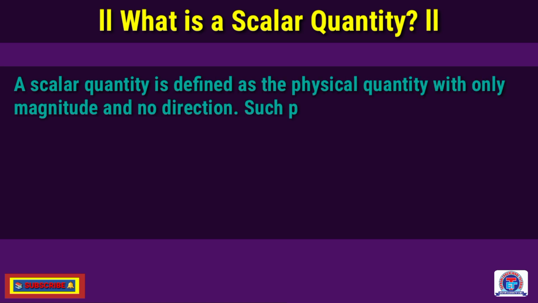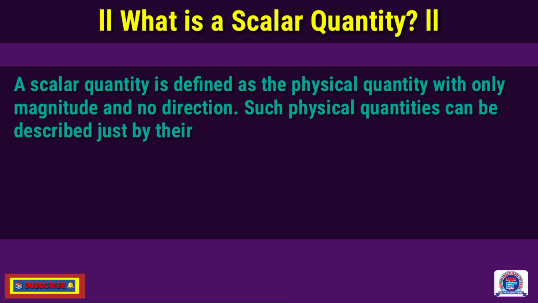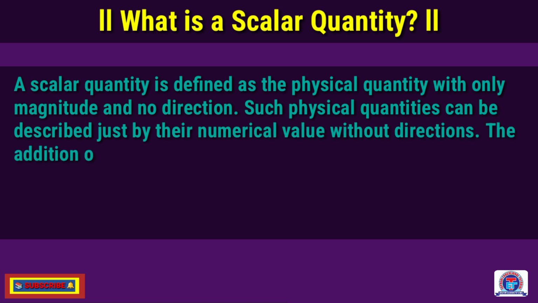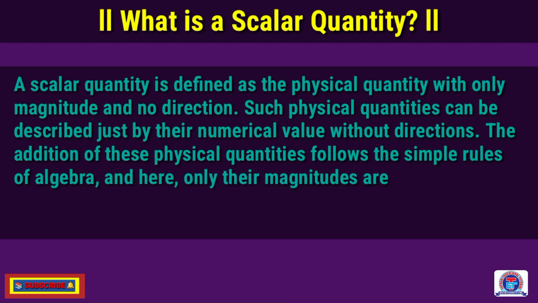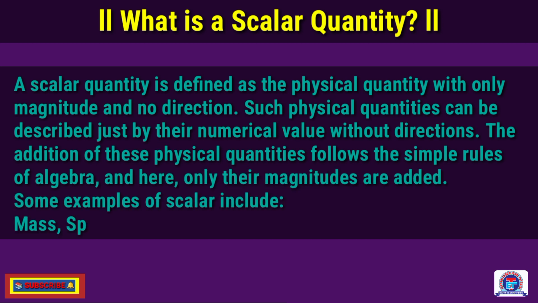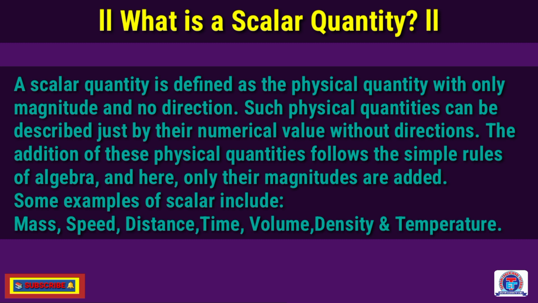A scalar quantity is defined as a physical quantity with only magnitude and no direction. Such physical quantities can be described just by their numerical value without direction. The addition of these physical quantities follows the simple rules of algebra, and only their magnitudes are added. Some examples of scalar quantities include mass, speed, distance, time, volume, density and temperature. Right student, we understood the scalar quantity.